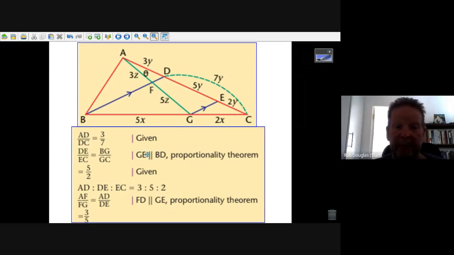When we give the reason, proportionality theorem, there's two. The first one was because GE is parallel to BD. The second one is because of this little part. The reason these are proportional is because FD is parallel to GE. So it's important to write down the parallel lines and proportionality theorem. And there's your answer. It must be 3 to 5. I hope this video helped.